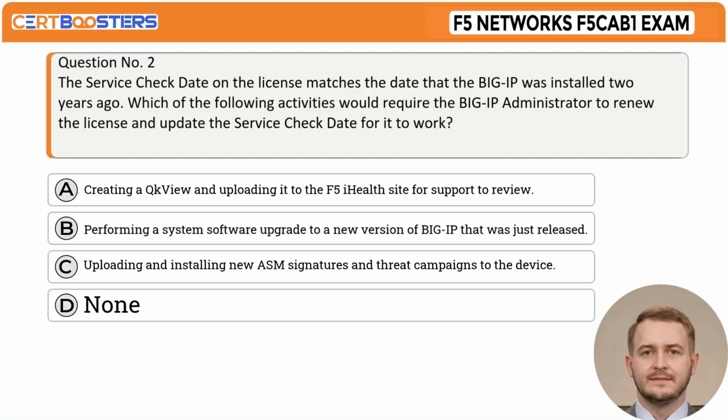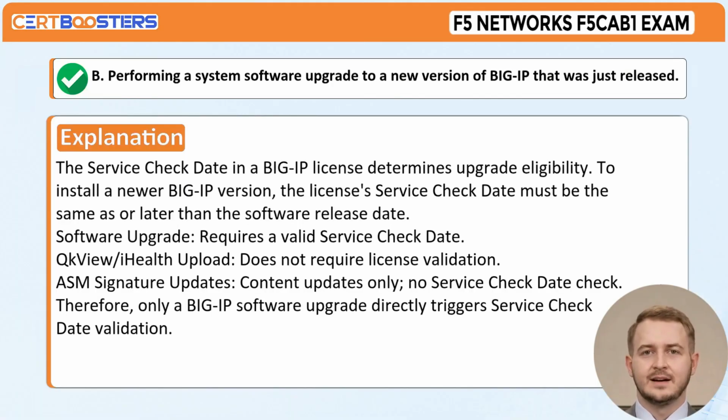Question number 2. The service check date on the license matches the date that the BIG-IP was installed 2 years ago. Which of the following activities would require the BIG-IP administrator to renew the license and update the service check date for it to work? A. Creating a QKView and uploading it to the F5 iHealth site for support to review. B. Performing a system software upgrade to a new version of BIG-IP that was just released. C. Uploading and installing new ASM signatures and threat campaigns to the device. D. None. Correct answer, B.